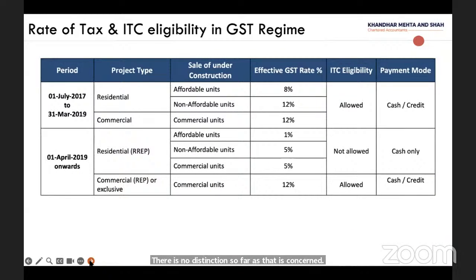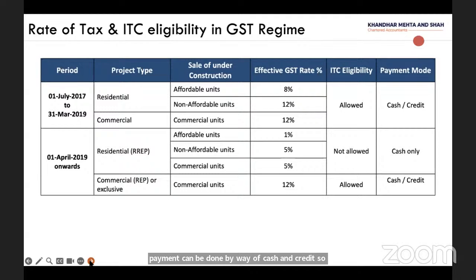Yeah. So summarizing the entire thing that we've discussed about the rate applicability and ITC eligibility. From the period 1/7/2017 till 31st March 2019, it was 8% and 12% effective rate, 8% and 12% applicable on residential and commercial units, and ITC was eligible. So payment can be done by way of cash and credit, that is ITC.